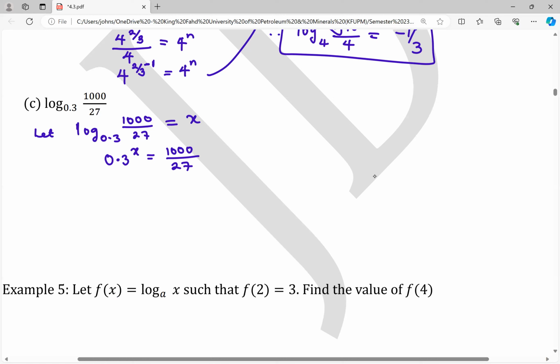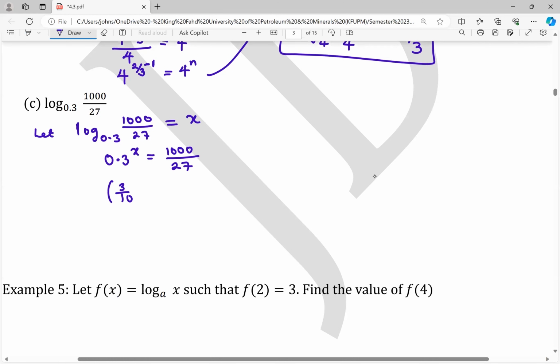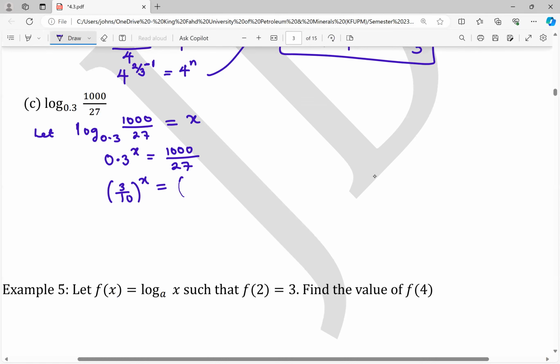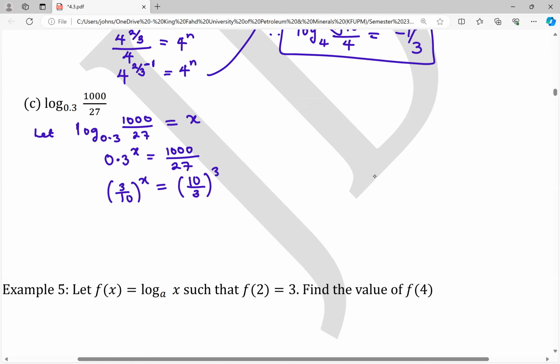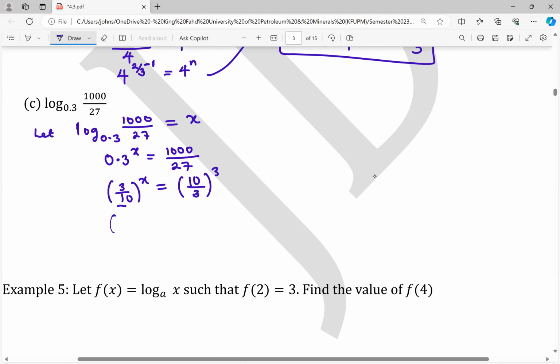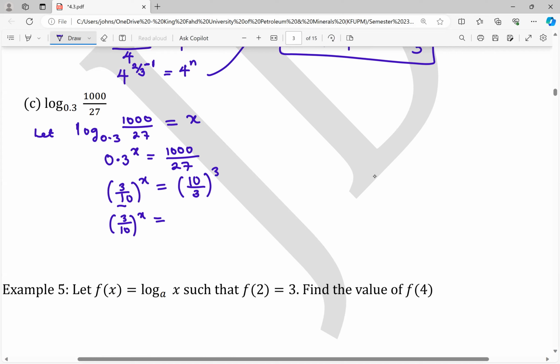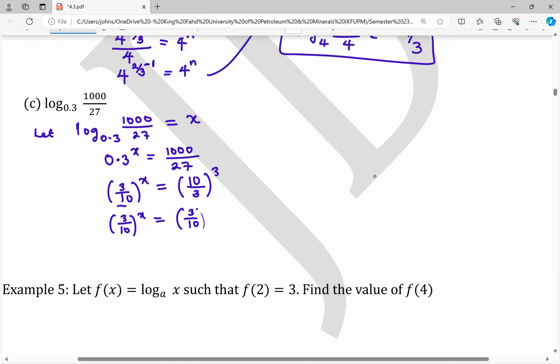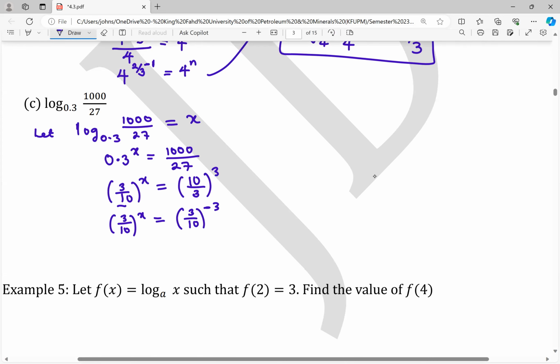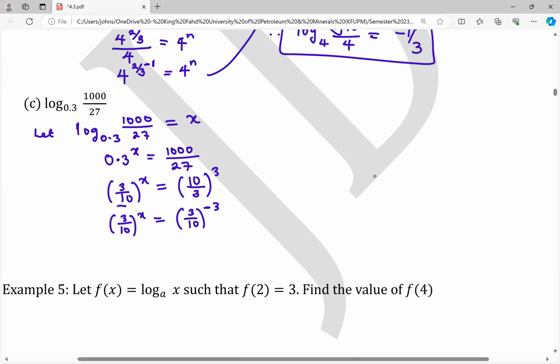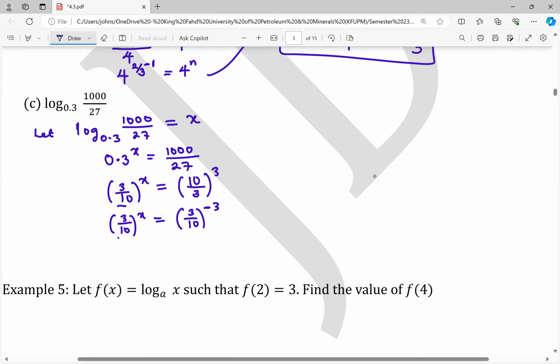And now this means we can write this as 3 over 10 to power x. And here, if you look carefully, you can write 1,000 over 27 as 10 over 3, all to power 3, right? Okay. But here now, if you look at the bases, here is 3 over 10, here is 10 over 3. So we need to flip one of it. So if you flip the right-hand side, this is 10 over 3. If you write it as 3 over 10, then there has to be minus 3. Okay. So we're done. Now you have 3 over 10, 3 over 10. So your x is going to be minus 3.